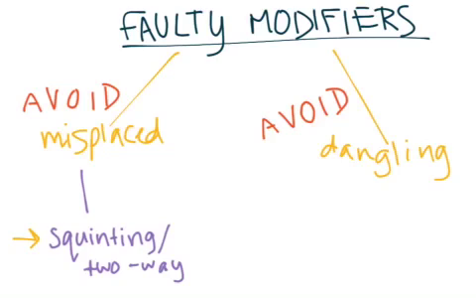A dangling modifier is a modifier that does not clearly describe any word or word group in a sentence. Dangling modifiers can be corrected by adding or replacing words in the sentence to make the meaning of the sentence clear and sensible.